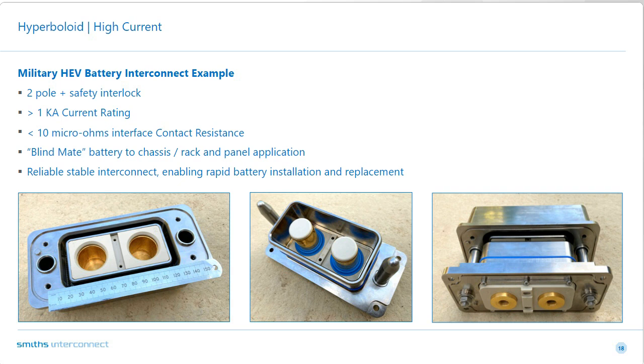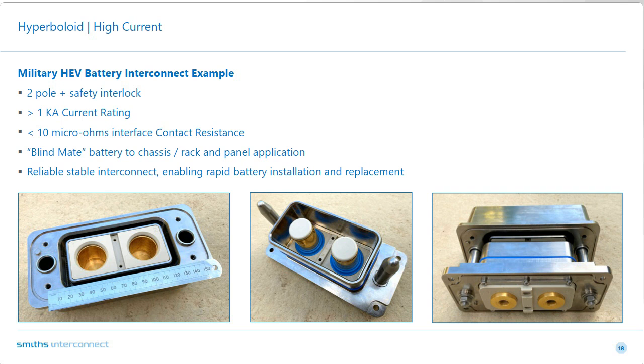You may remember when electric cars first came onto the market, one of the challenges was charging time, and one of the solutions that was proposed was replacing the battery with a fully recharged battery at charging stations. That didn't really pan out in the automotive industry, but in the military industry, it may very well be the way that they conquer high charging times, and this connector is perfectly suited for that sort of application.